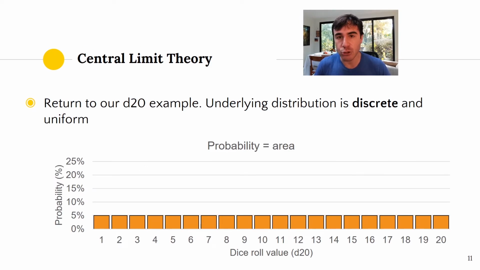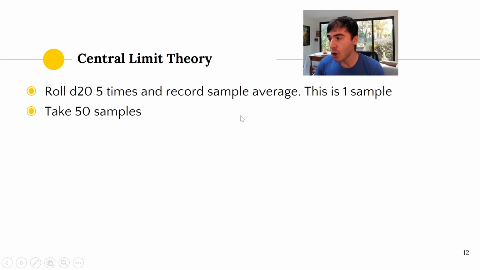Now let me introduce the central limit theorem. This is the probability distribution for rolling a 20-sided die that you've seen earlier. It's a discrete distribution. It's uniform, meaning there's the same chance of rolling every single number, a 5% chance, 1 divided by 20. It looks nothing like a normal distribution. Okay, so let's say I wanted to know what the average value was of rolling a 20-sided die. Now, what I decided to do was roll a 20-sided die, or a d20, 5 times, and then record the average of that sample. And that would be considered one sample.